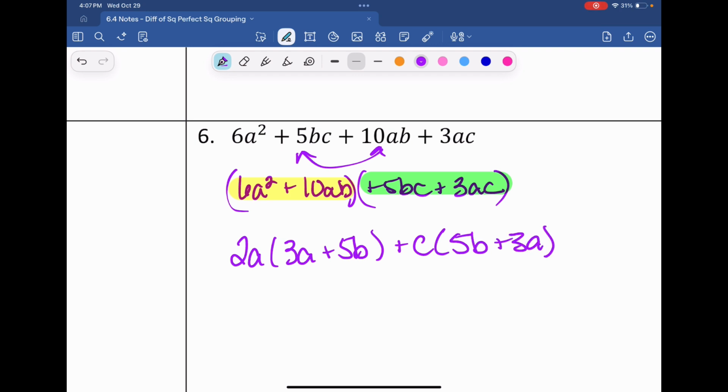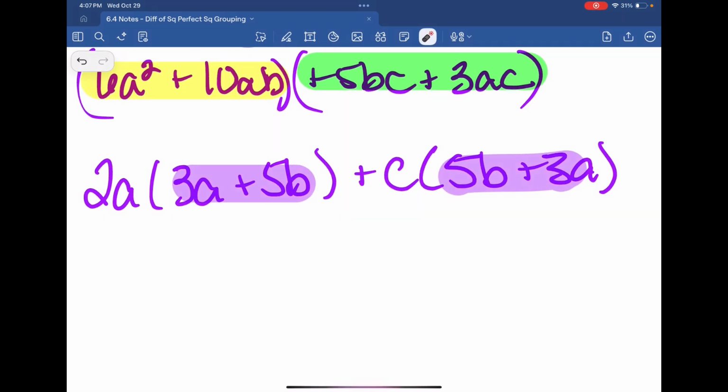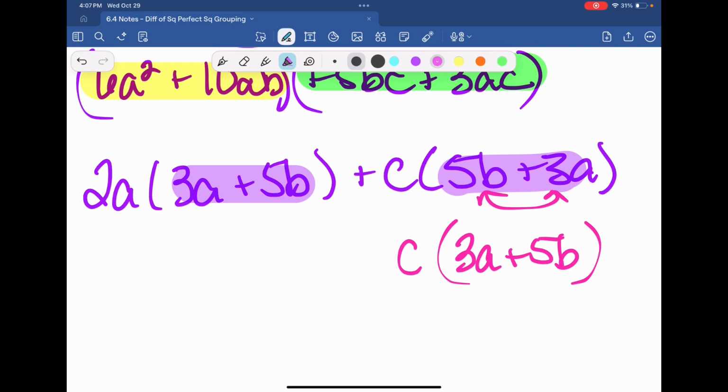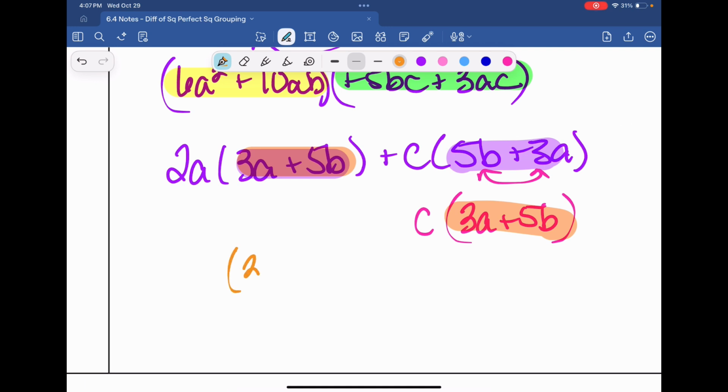Okay, so they are almost the same. What's working out in our favor is that everything is positive. That's positive 3a, that's positive 3a. Positive 5b, positive 5b. So if I just rearrange the order, keep the sign, I'm going to end up with the same thing. I just switched these places because the only thing that was different was the order, not the signs. So common binomial factor. And whatever is left.